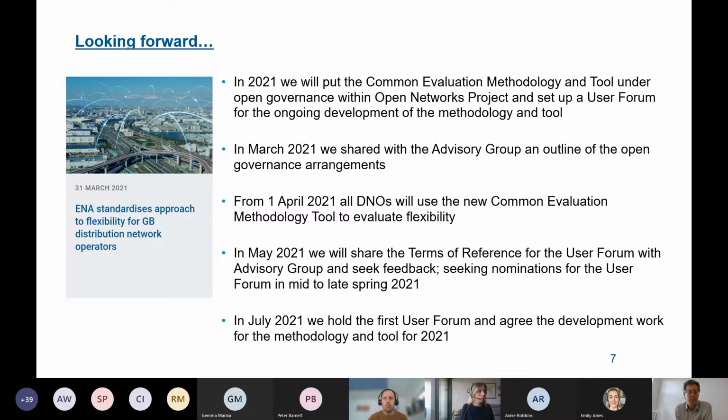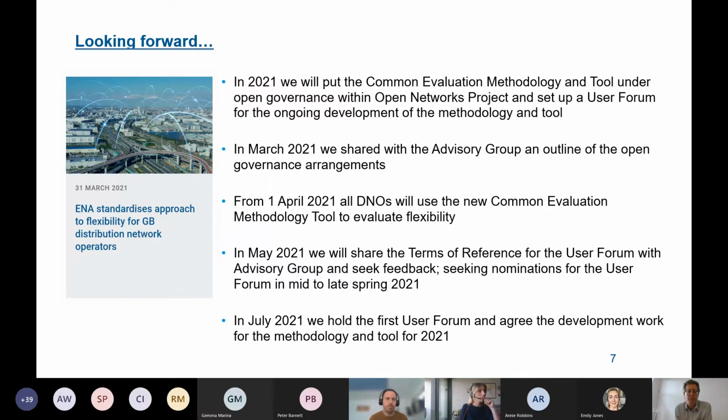Some of you may have seen already at the beginning of April that we had a press release that indicated that the tool now is live and will be operated by all the DNOs from the 1st of April, which is great news that it's now starting to be used in anger.